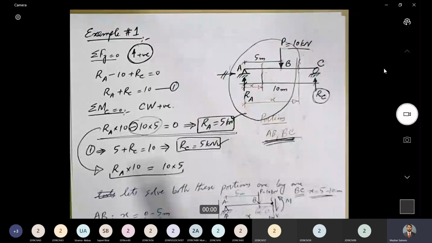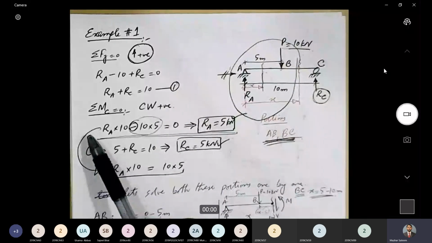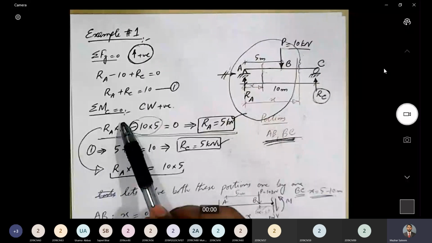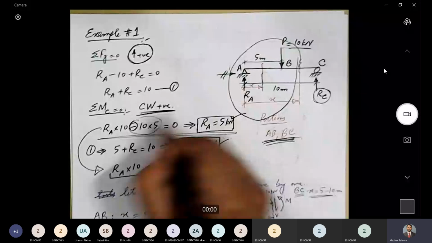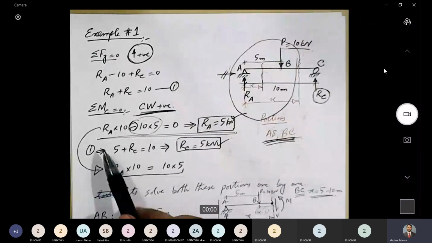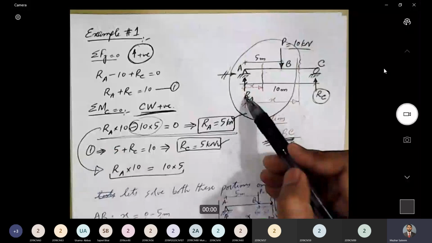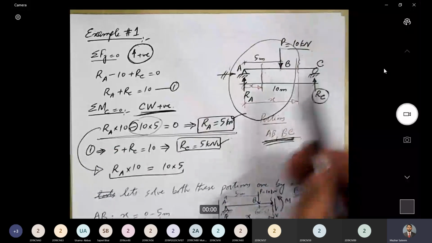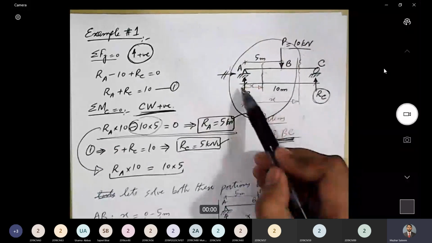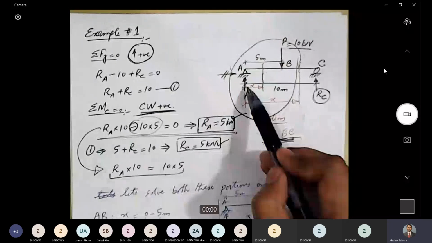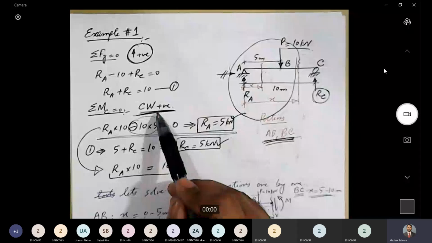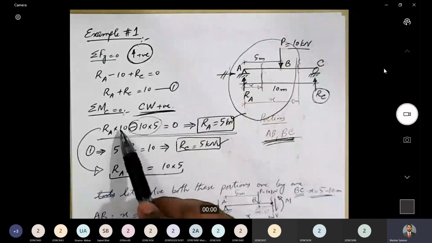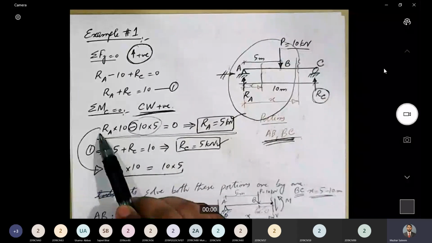Next step is to apply the second condition of equilibrium, sigma Mc equal to 0. And for this, our convention will be clockwise moment will be taken as positive. Next, let's apply this condition. Now, if we start from here, this is our moment center. So Ra into 10, where 10 is the lever arm, and this moment will be in clockwise direction. So according to our convention, clockwise moment is positive. That's why we have taken it as positive.